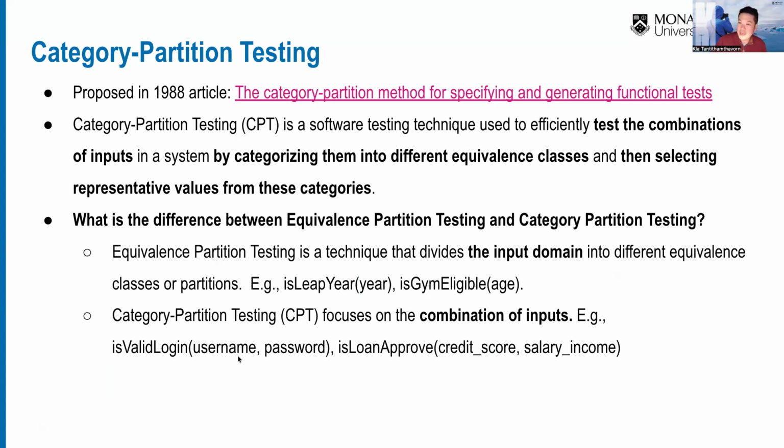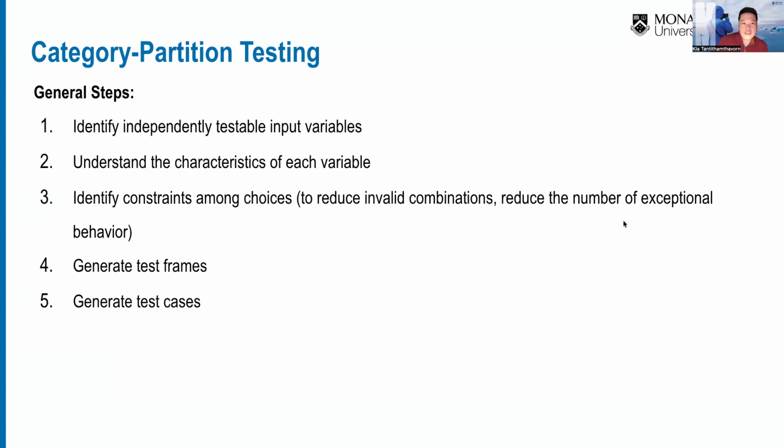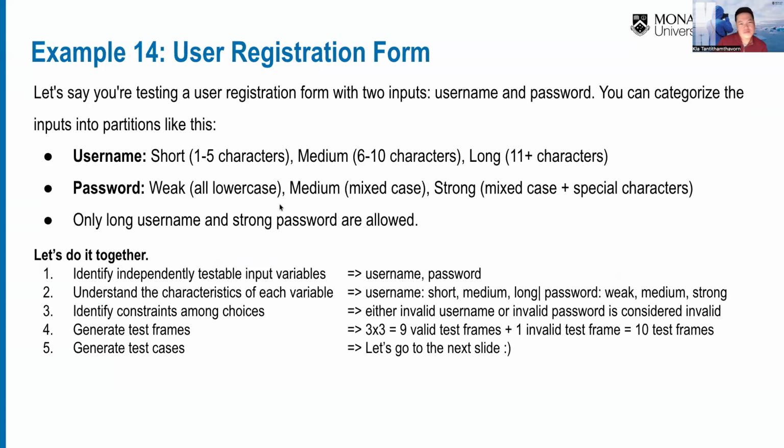It could be a string, it could be a number, but the value itself has its own meaning. For example, whether a username matches the database, and then it becomes true, because the username is valid and the password is valid, or the credit score is above a threshold, then it is considered true. The steps here: you first identify the testable input variables, understand the characteristics, identify the constraints, generate the test frames, and then generate the test cases. Easy like that.